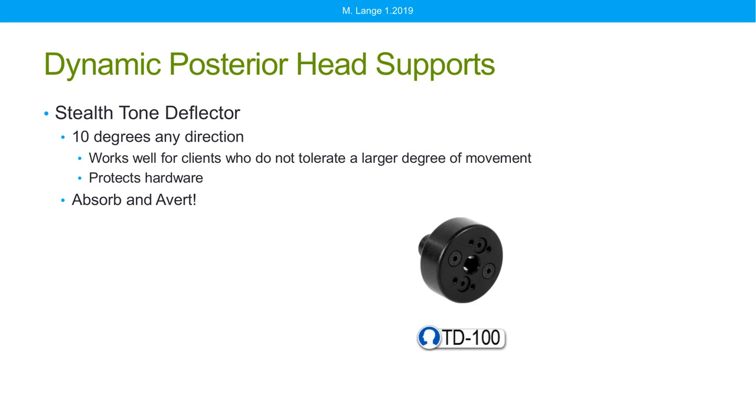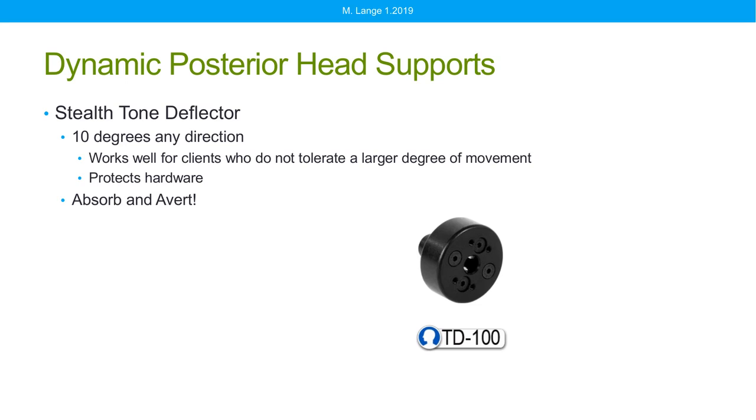This is from Stealth Products, and it's called the Tone Deflector. Looks like a little hockey puck, and it sits between the head pad and the mounting hardware. It moves about 10 degrees in any direction. I use this particular product a great deal. I like it because for clients I work with who are routinely breaking equipment, this has prevented that from occurring. I have not had any client break this in over 10 years.